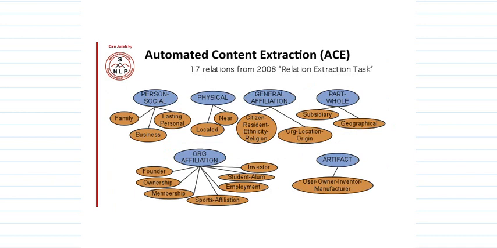So we can use these as a blueprint for identifying relations from a given text, right? So we will generally use the relations present in these standard relation extraction tasks.